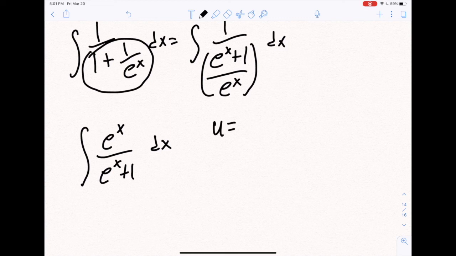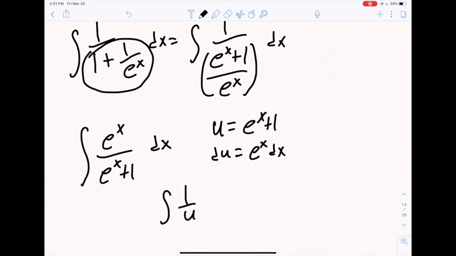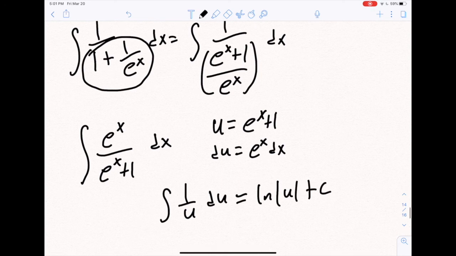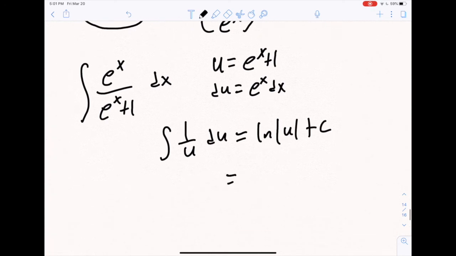So we can say u equals e to the x plus 1, du equals e to the x dx. And so we get the integral of 1 over u times du, which is just the natural log of the absolute value of u plus c, which is the natural log of e to the x plus 1 plus c.